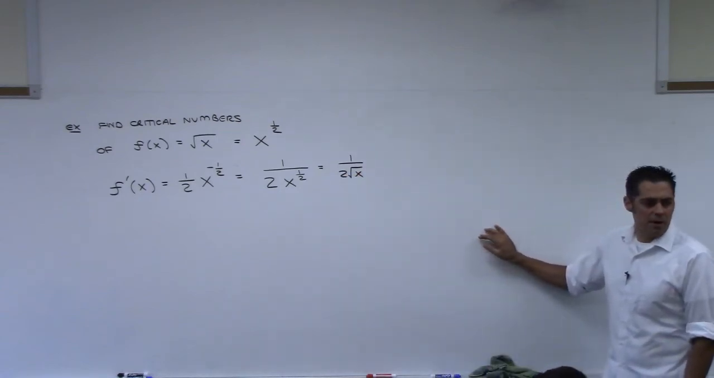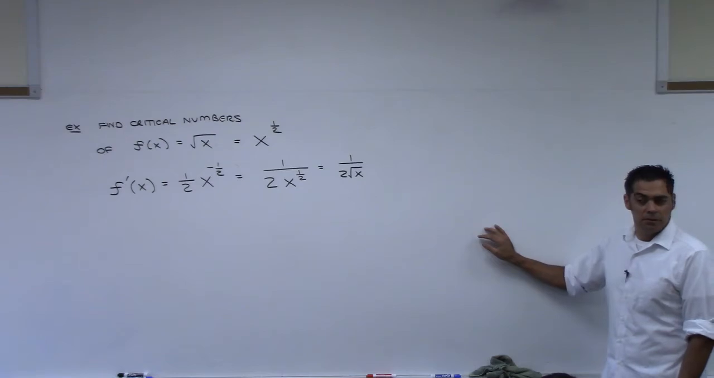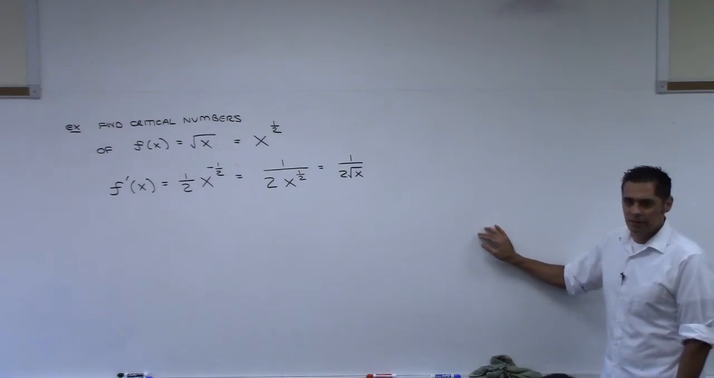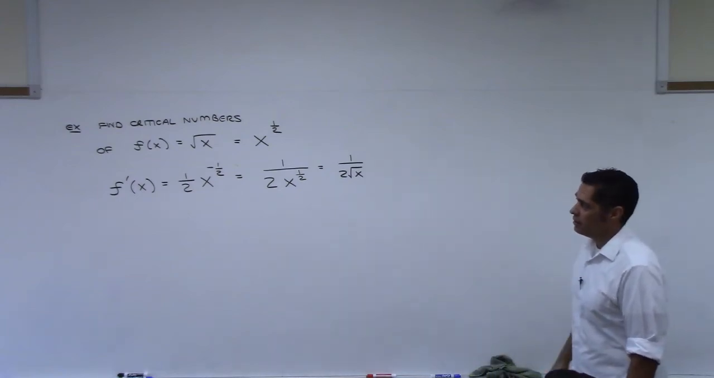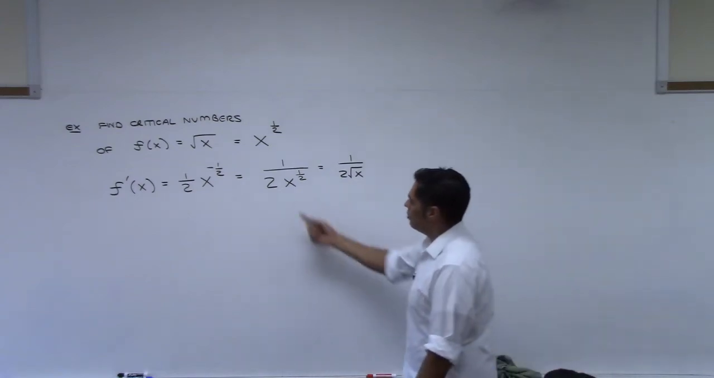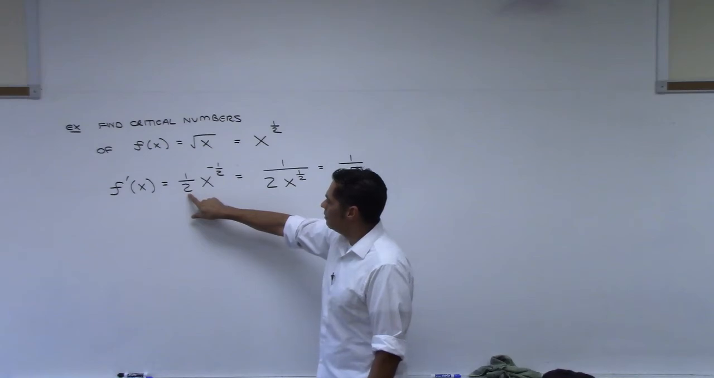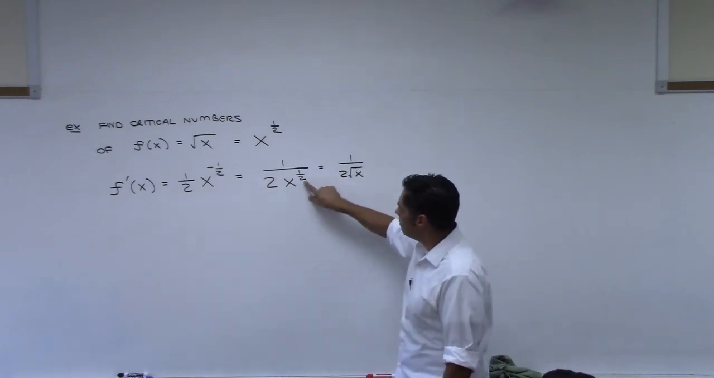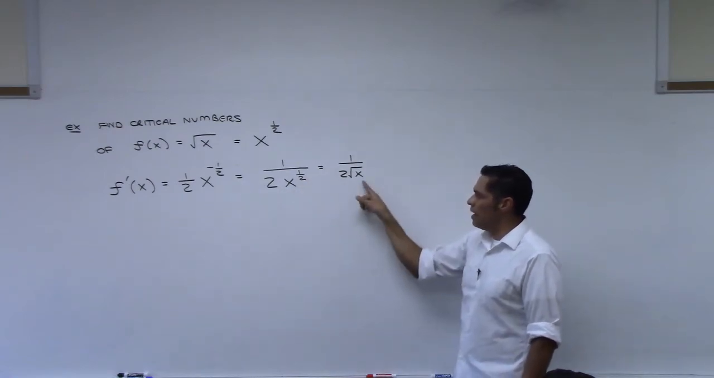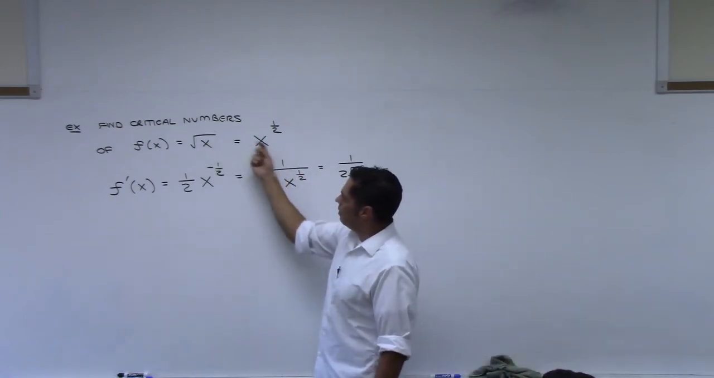Any questions on that part? Sure? We're good? The 2 is already down here, so this negative exponent drops down, joins the 2, becomes a positive exponent, and then x to the 1/2 is the root x. It's kind of like us going backwards from here to here.